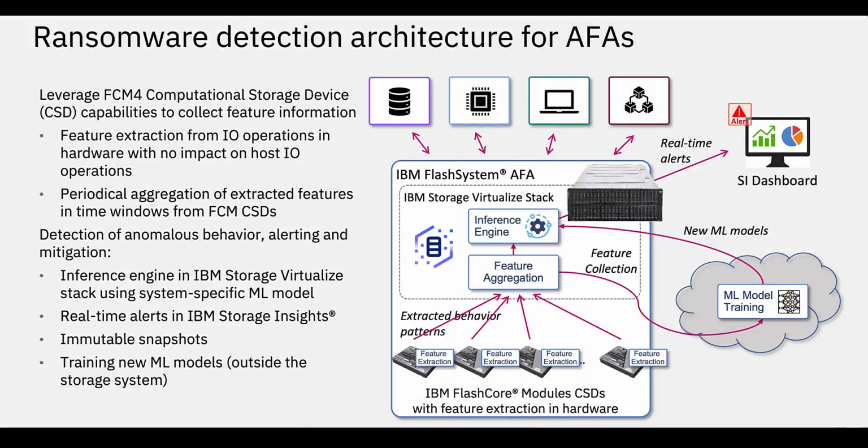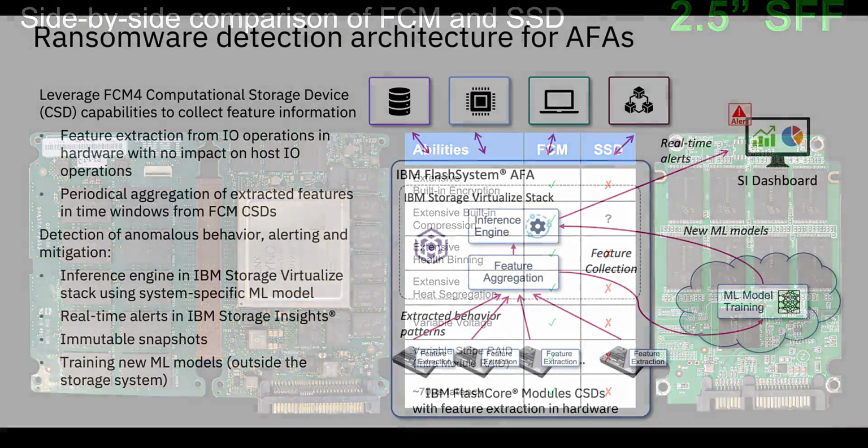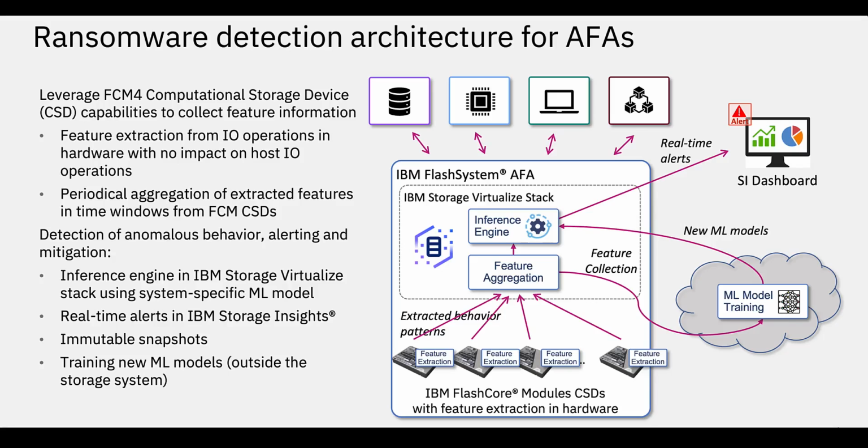Here on this overview, I'm showing you an IBM Flash system or flash array in the middle. On the bottom, we can see several Flash Core modules where we added a new computational storage function that is capable of extracting feature information from any I/O operation that is being sent to the Flash Core modules. This functionality is all built fully into hardware, such that there is no delay on host I/O operations.